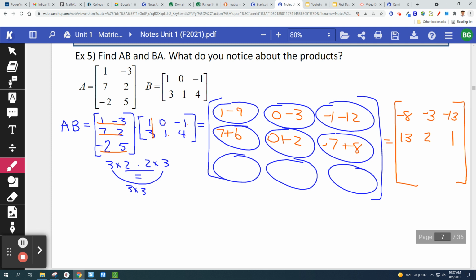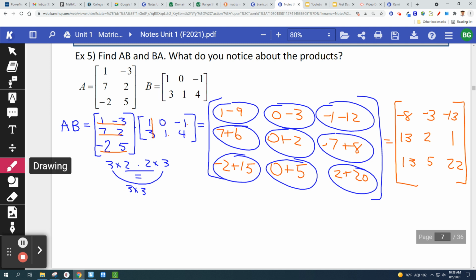Third row, you do third row times each of the 3 columns. -2 times 1 is -2, 5 times 3 is 15, -2 plus 15 is 13. Third row, second column, -2 times 0, 5 times 1, get 5, and -2 times -1 is 2, 5 times 4 is 20, 22. 3 by 3. All right. So again, the question says find AB and BA. What do you notice about the products?